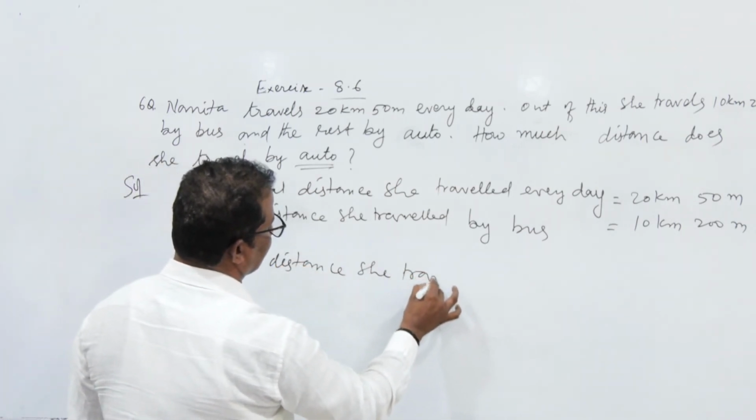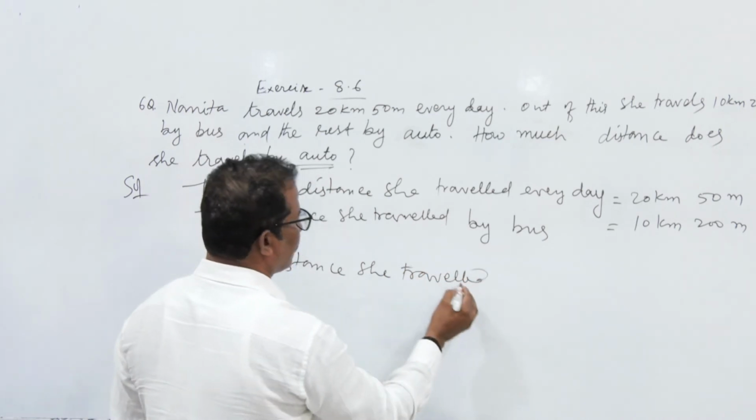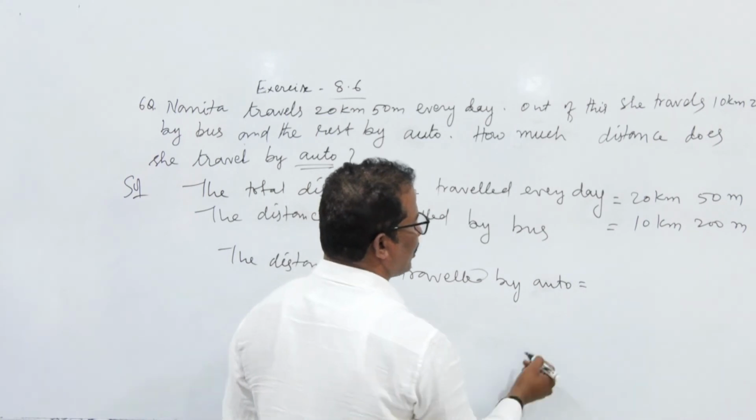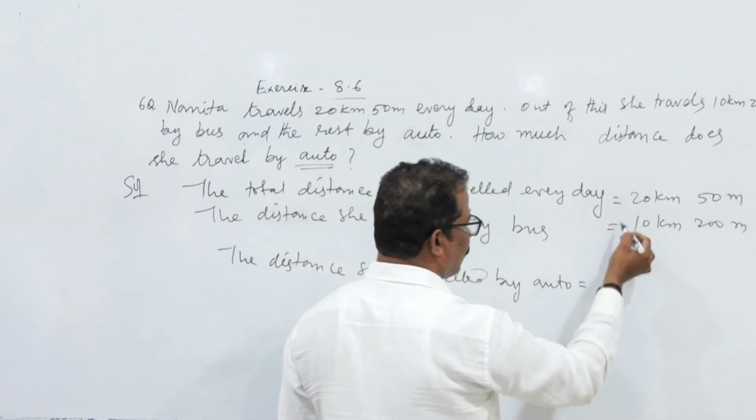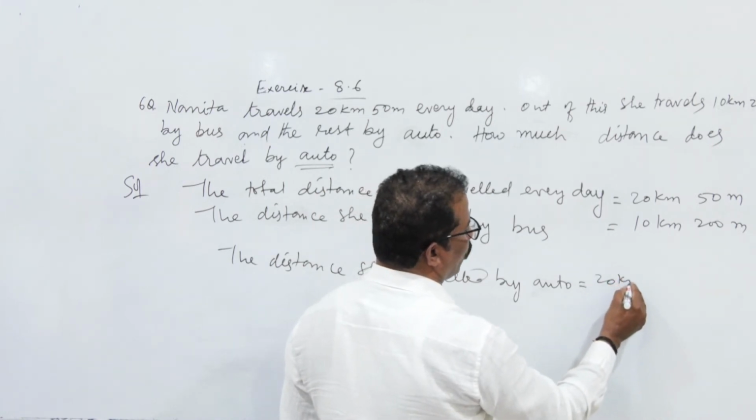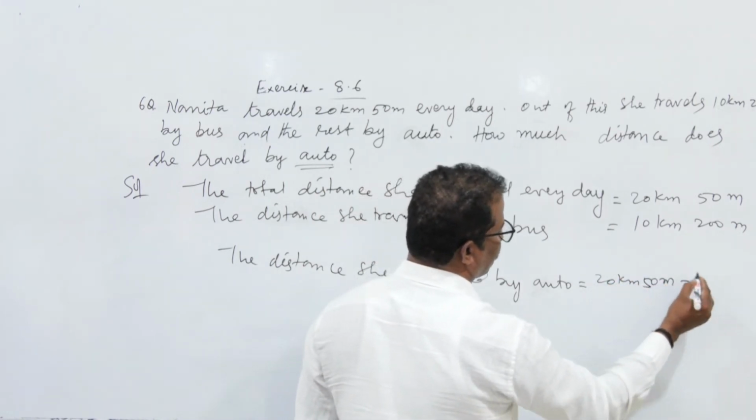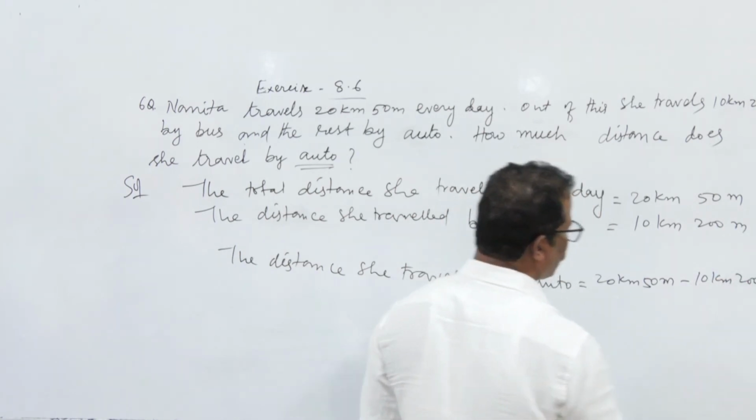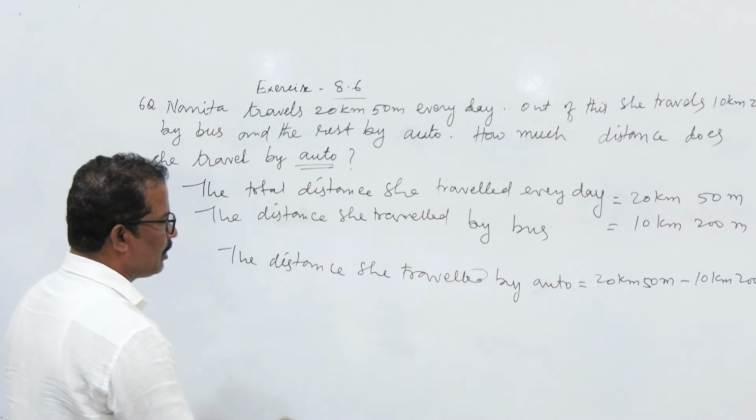The distance she traveled by auto is equal to, from the total distance we have to subtract the distance she traveled by bus, that is 20 kilometer, 50 meter minus 10 kilometer, 200 meter. So we have to do the subtraction of both the numbers.